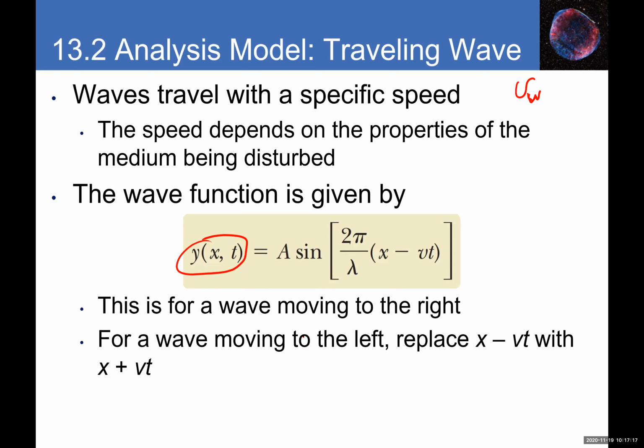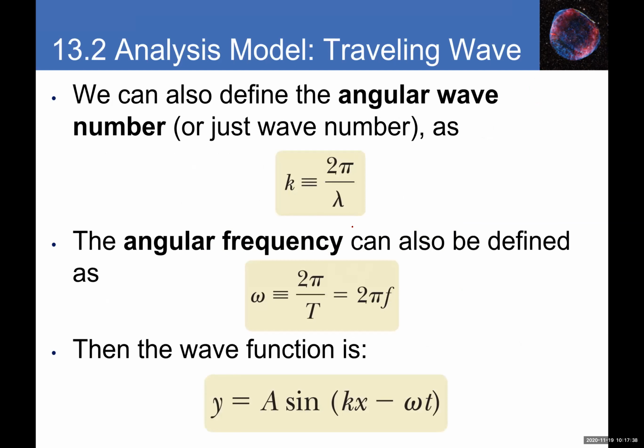So this is for a wave moving to the right. Again, the negative indicates that this is moving to the right, and if it's a positive over there, then you have a wave moving to the left. Now, there are a couple of new things that we have. For example, this ratio over here, 2 pi over lambda, is known as the wave number or angular wave number. So k equals 2 pi over lambda.